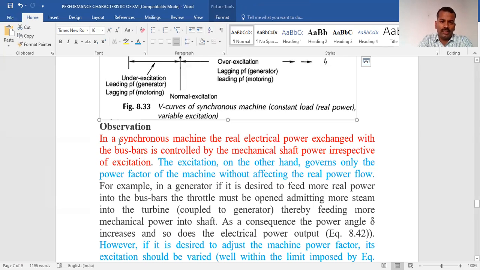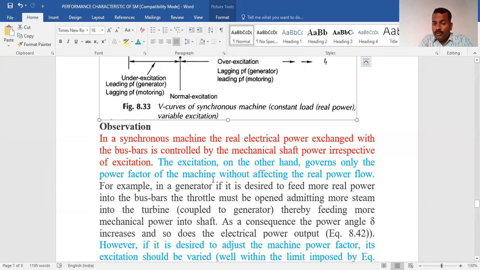The most important conclusion or observation you can say here, in a synchronous machine, the real electrical power exchange with the bus bar is controlled by mechanical shaft power irrespective of the excitation. The excitation, on the other hand, governs only the power factor of the machine without affecting the real power flow, without changing the real power flow of the synchronous machine.